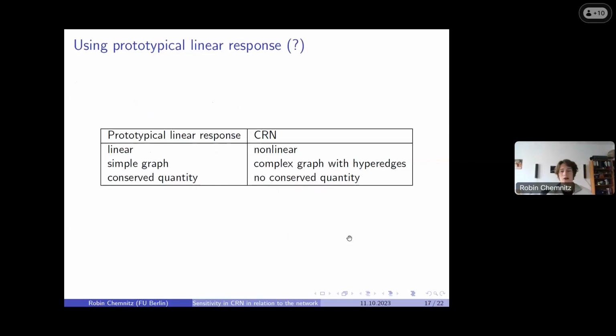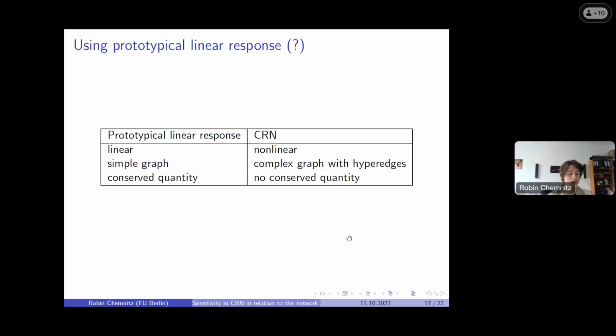So now let's get to the main part that I have announced in the beginning. We want to use this prototypical linear response to compute sensitivity in chemical reaction networks. And here is maybe a little bit of a summary of why it might be surprising that this is possible.